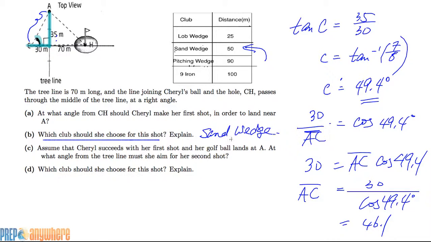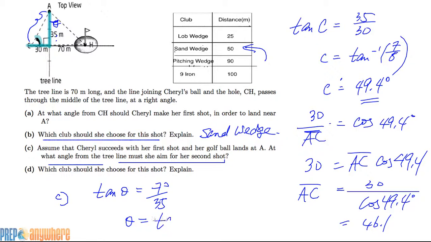So it's a sand wedge. Okay, so assume that Cheryl succeeds with her first shot and her golf ball lands at A. Okay, at what angle from the tree line must she aim for the second shot? Now we're looking for this angle, right? Let's call that angle theta this time. So for part C, you can see that tangent of theta is 70 over 35. So theta is again tangent inverse of 70 over 35.